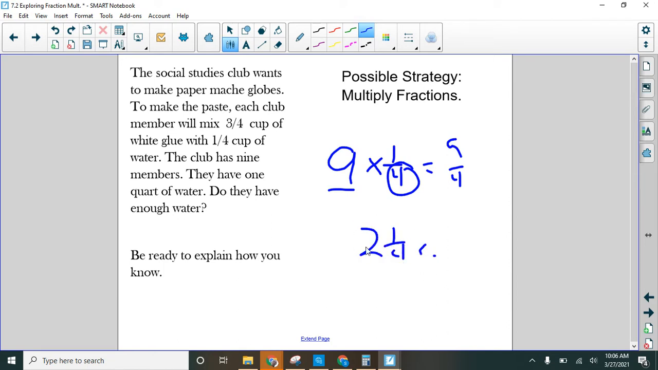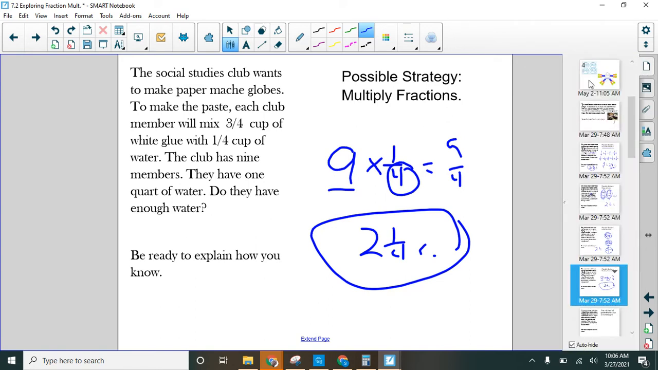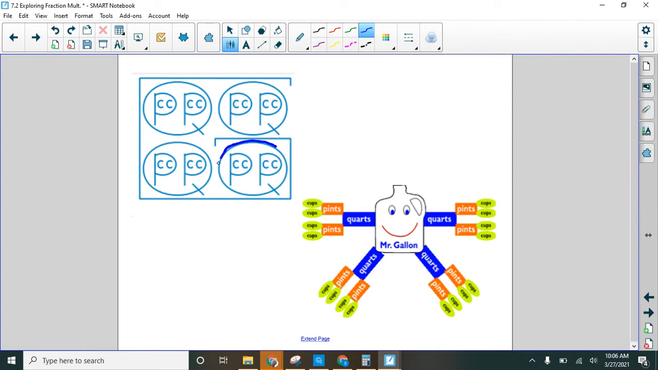Well, we still haven't decided whether they have enough water. We know that they need 2 1/4 cups, but they have a quart. So let's go back to that little picture here. They have a quart and they need 2 1/4 cups. So how many cups, not how many pints, how many cups are in my quart here?